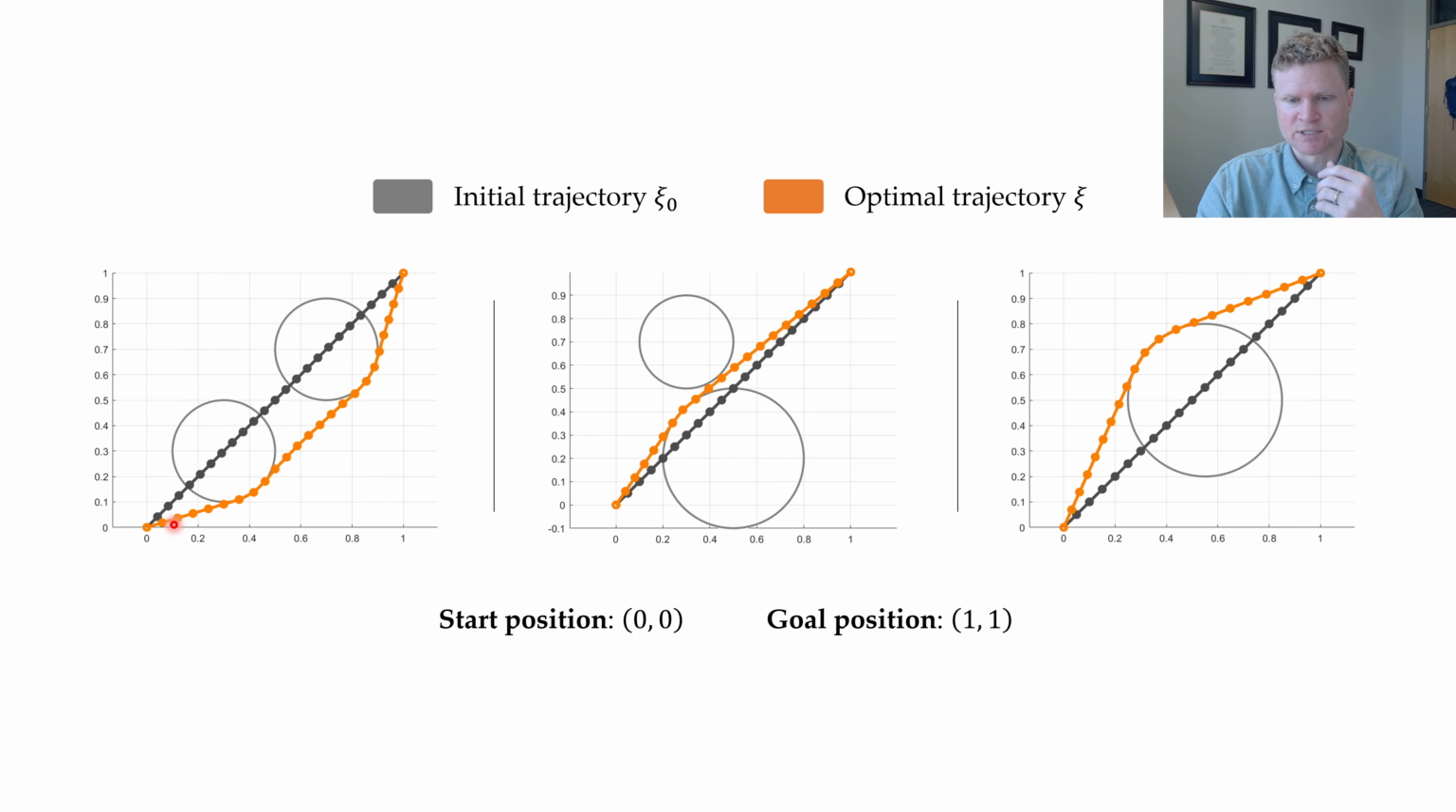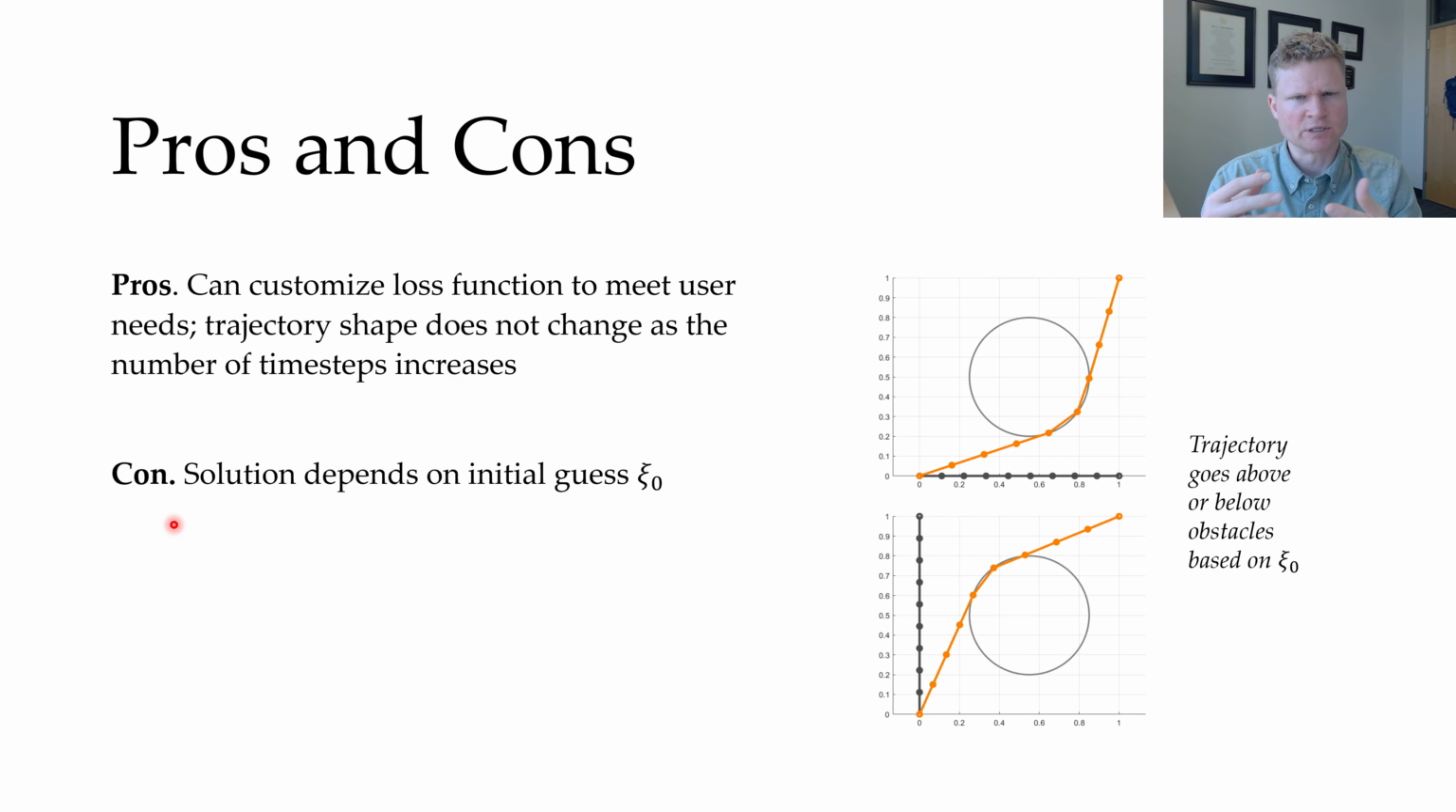Okay, so these are some examples of success. Let's think about some of the pros and cons of trajectory optimization. So it's got several pros. One of them is that you can design the loss function as you see fit. So maybe you've got some other ideas, like I want to make sure this robot stays away from humans. Great. You can add that to your loss function and then optimize it when you're looking for your motion plan.